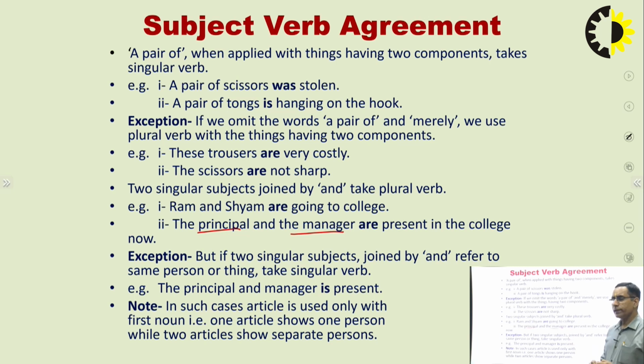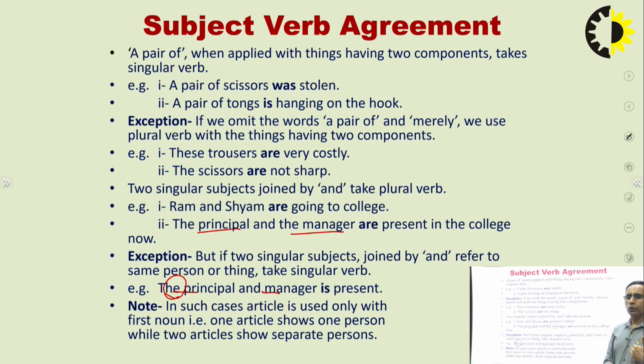But exceptions, actually in English, are always there. You can check most of the rules; I can say that 99% of the rules have exceptions. So if two singular subjects joined by "and" refer to the same person or thing, they take the singular verb. And how do we know whether it is the same thing or a different thing? We can recognize it with the use of an article or a possessive case or possessive adjective. Like "the principal and manager." Here "the principal" uses the article, but there is no article before "manager," so it means only one person. The principal and manager is the same person.